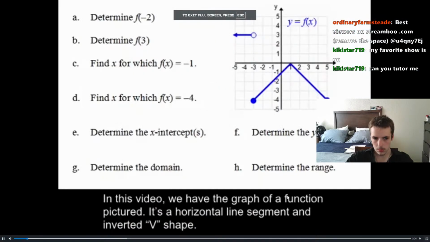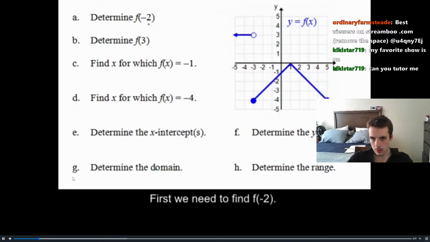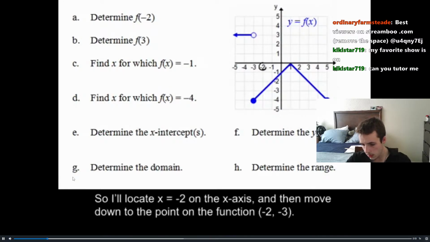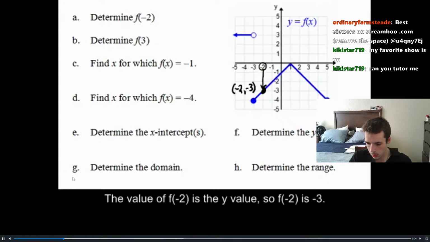In this video, we have the graph of a function pictured. It consists of a horizontal line segment and a V-shape. First, we need to find f of negative 2. I'll locate x equals negative 2 on the x-axis, and then move down to the point on the function, negative 2 comma negative 3. The value of f of negative 2 is the y value. So f of negative 2 is negative 3.